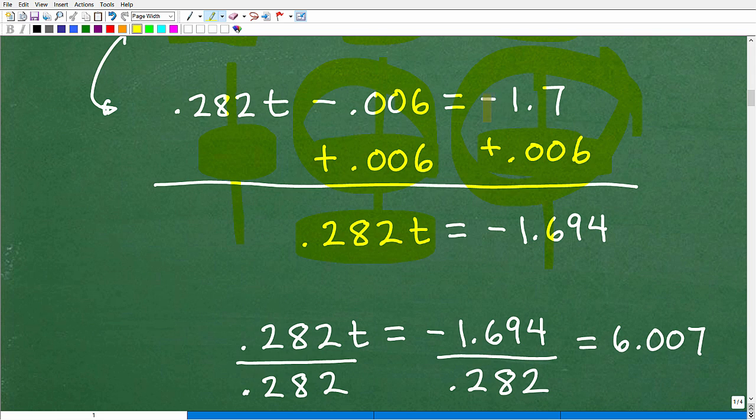So negative 1.7 plus 0.006 is going to be a negative 1.694. Now, in your calculator, you got to know how to make a negative value. On your calculator, there's usually a button. Let me see if I can draw a little bit bigger. It looks a little like this. It has a little negative sign like that.